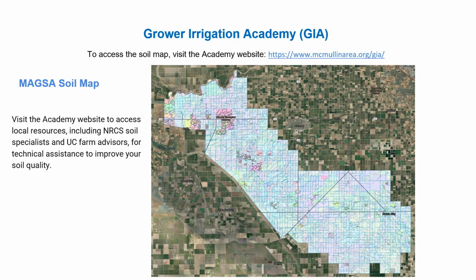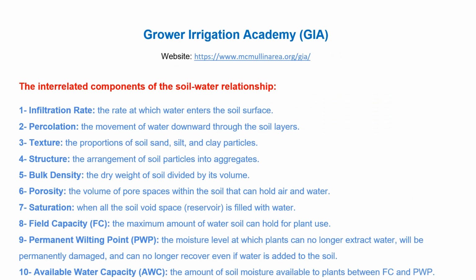To learn about conservation practices suitable for your farm to improve soil quality, visit the Academy website to see local resources such as NRCS soil specialists and UC farm advisors for technical assistance. The following slide discusses the important soil parameters for irrigation management. Let us see the parameters involved in soil-water interactions.